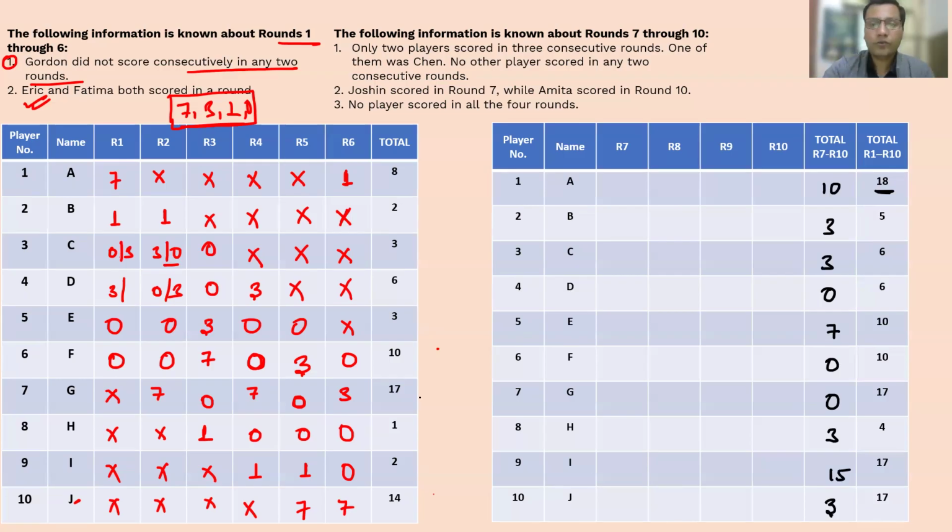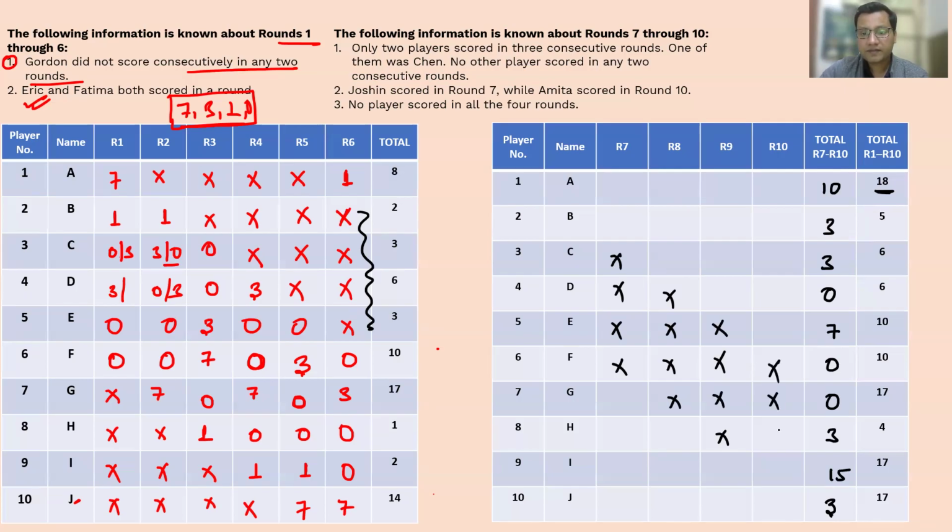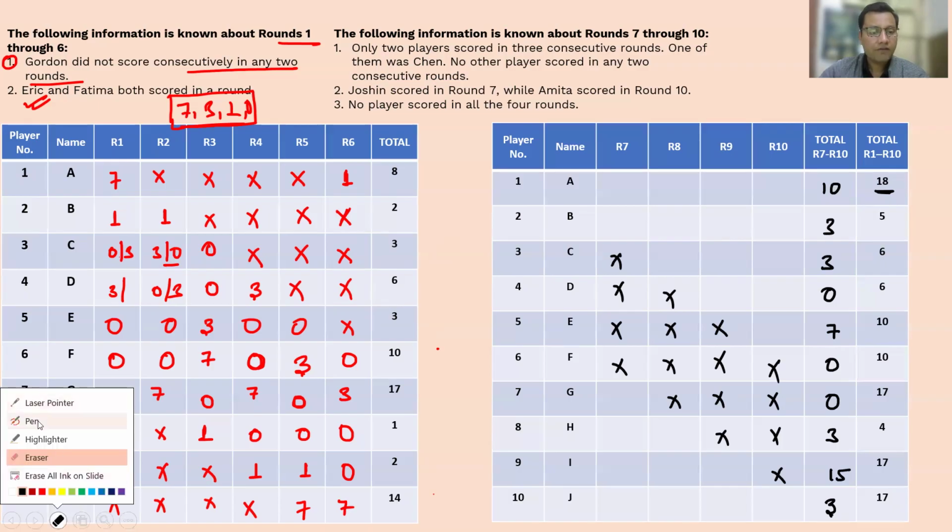Now, we also know that this pattern will continue, right? So the player number 3, 4, 5, and 6 will not participate. Similarly, 4, 5, 6, 7 will not participate. 5, 6, 7, 8 will not participate. And lastly, I can say player number 6, 7, 8, and 9 will not participate. Again, I can say my table will be filled by 7, 3, and 1 only.